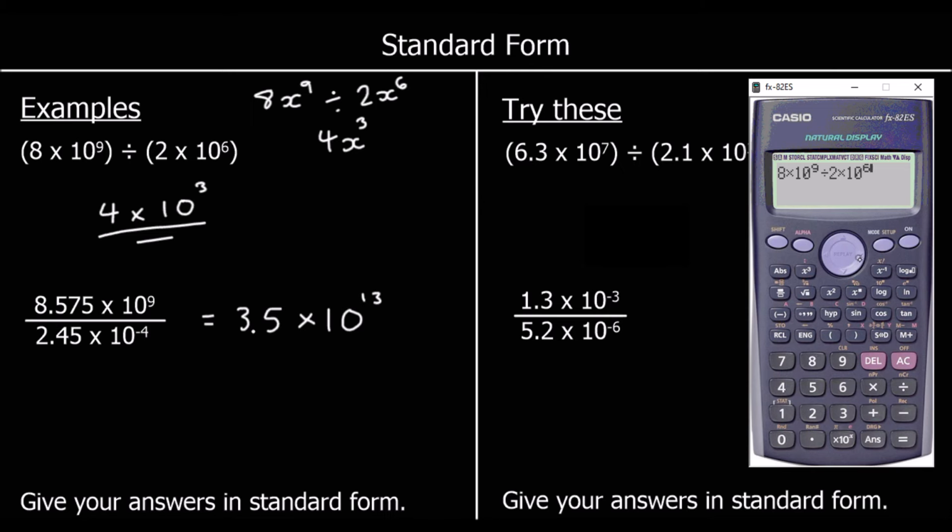So if you're not using the standard form button, you would have had to write these numbers in brackets to get the right answer. If you write them in brackets, you get 4,000, which is the same as 4 times 10 to the power of 3. If you didn't write them in brackets, you get 4 times 10 to the power of 15, because the calculator is just going to do this in order and it's going to get it wrong. However, if you did use the standard form button and wrote 8 times 10 to the power of 9 divided by 2 times 10 to the power of 6, you would get the correct answer, because it keeps 8 times 10 to the power of 9 as one number and 2 times 10 to the power of 6 as another number.